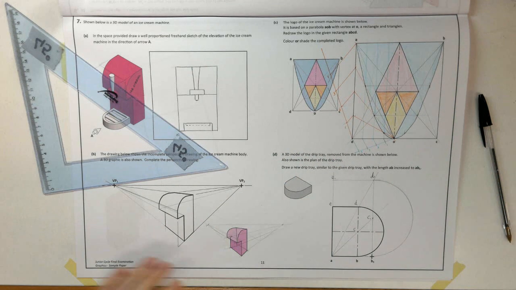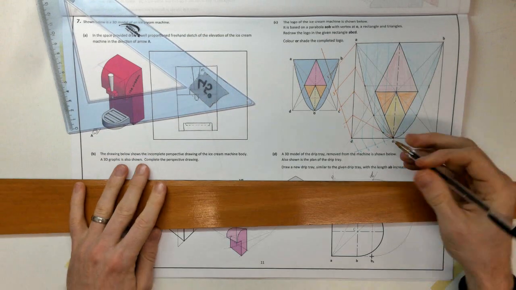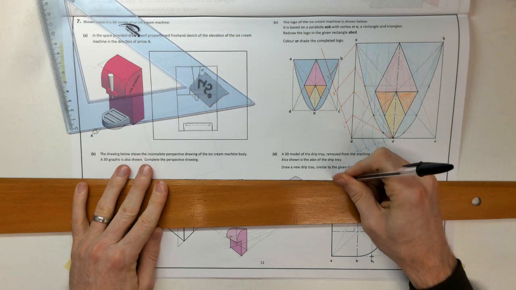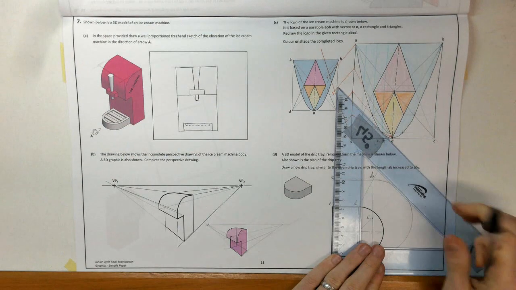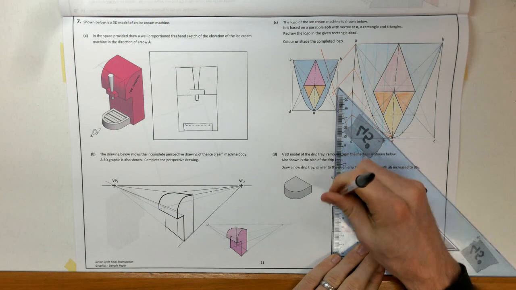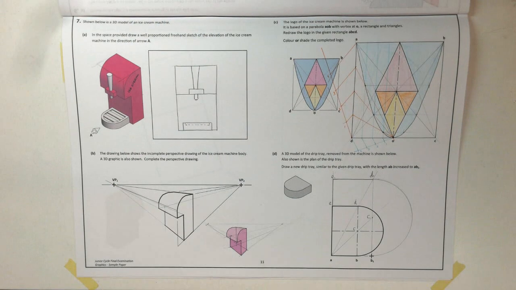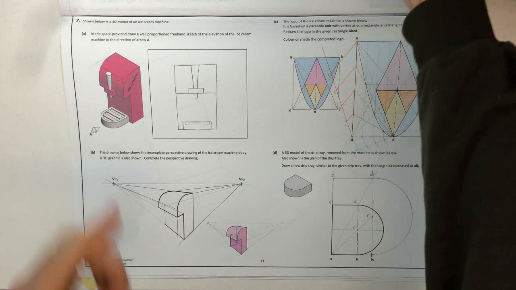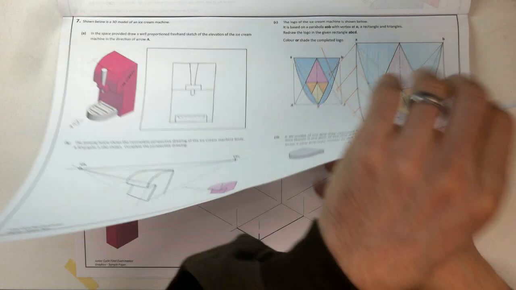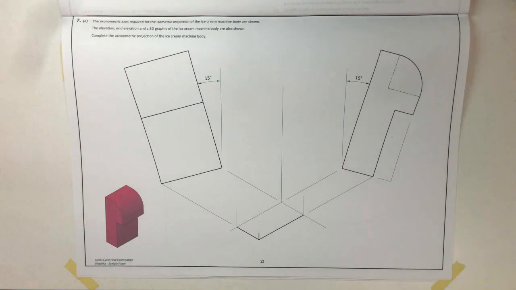Okay, and go back here to D, from D to E, and down onto E. So that is our new drip tray increased in size. Next we're on to question 7E.